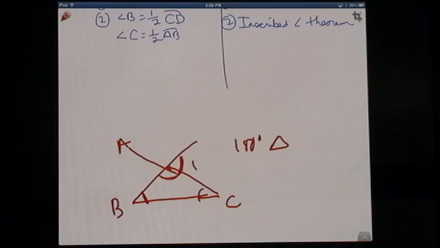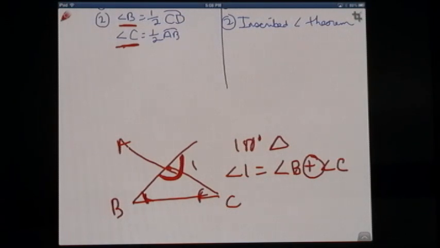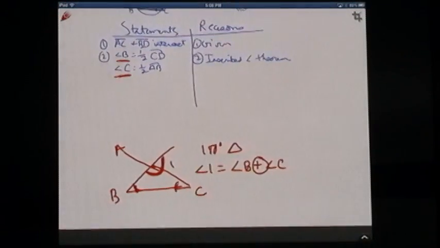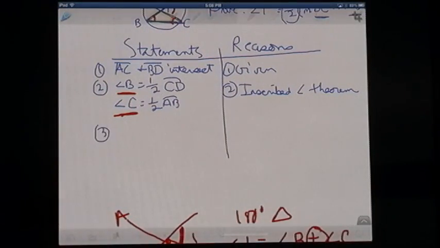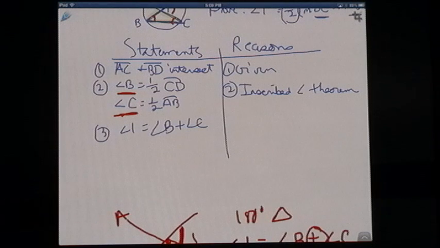So you may remember that angle 1 plus this equals 180. And this plus these two equals 180. So you might remember that angle 1 has to be equal to angle B plus angle C. Okay, that's where we get our little plus thing in here. Because right here we have that angle B is equal to something and angle C is equal to something. So that's where our plus is going to come from. Okay, so we're going to write in here number 3, angle 1 is equal to angle B plus angle C. And that's the exterior angle theorem.